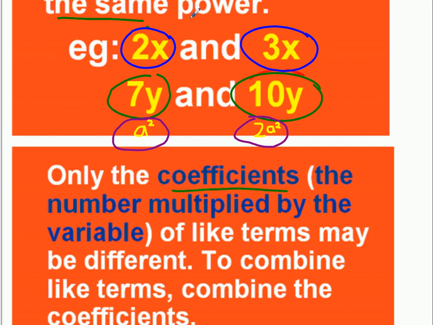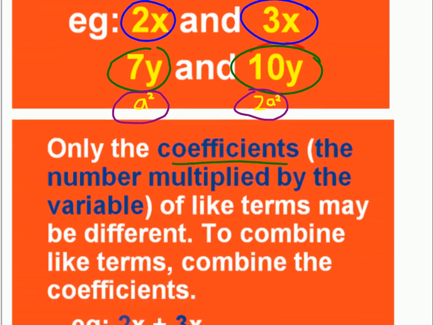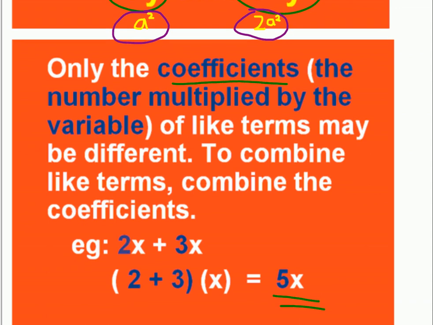So these have different coefficients, but it's fine because they have the same variable raised to the same power. So power of 1 and 1, for example. We just don't bother to write the 1. But when it's squared or cubed, then we would have the square or the cube. So something like a cubed and a squared, they're not like terms because they don't have the same power, even though they have the same variable. So only the coefficients, the number multiplied by the variable, so the number out the front, the 2 and the 3, of like terms may be different.